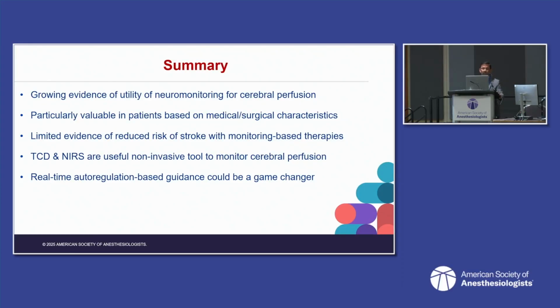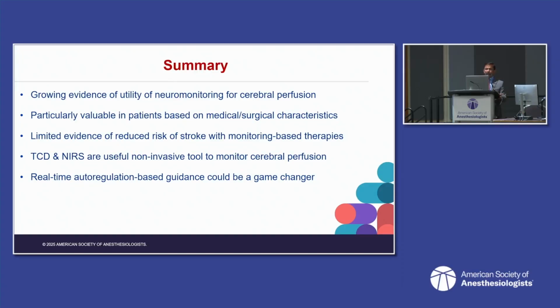So in summary, there is growing evidence, I would say, of the utility of neuromonitoring for cerebral perfusion. It may be particularly valuable in select patients based on their medical and unique surgical characteristics. But the important thing is that there is very limited evidence at this point of being able to reduce the risk of stroke with monitoring-based therapies. We are fortunate that the risk of stroke is not very high, but the concern is the risk of these overt strokes, which tend to be associated with long-term outcomes. But it's unclear if the use of this monitoring device or these technologies can actually help reduce those problems.